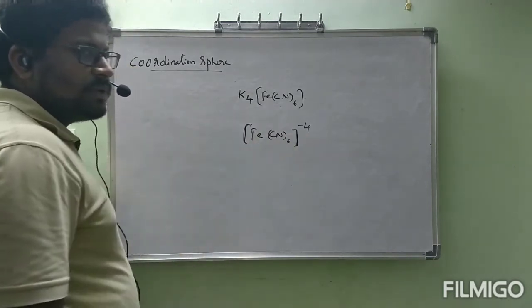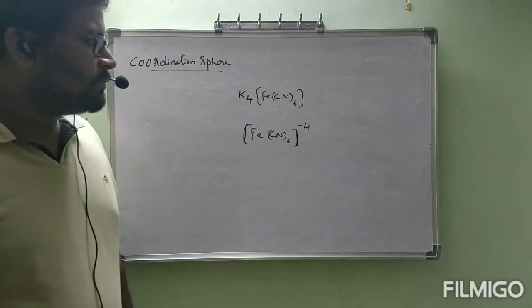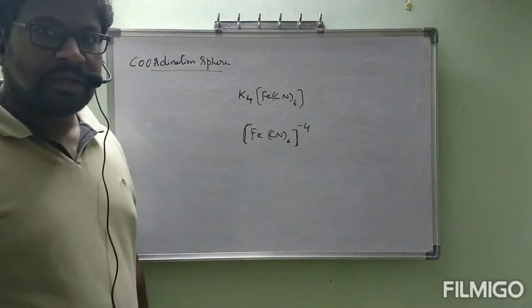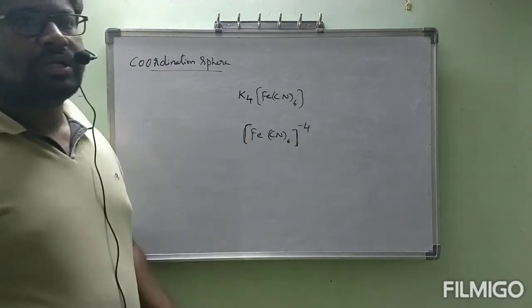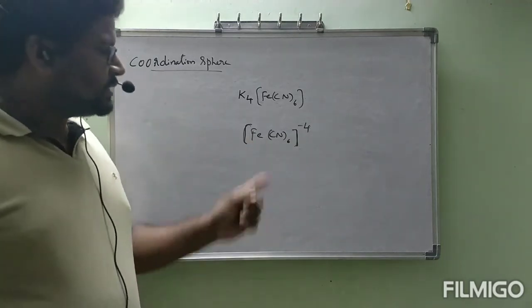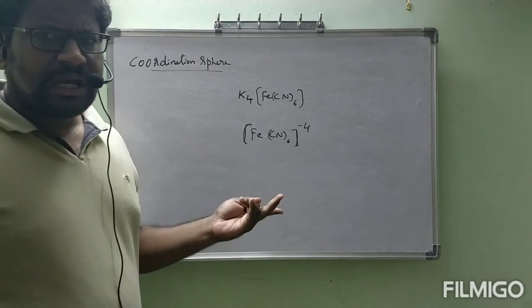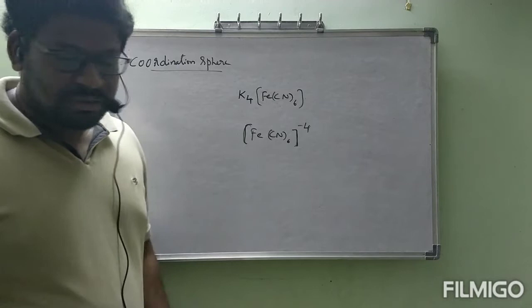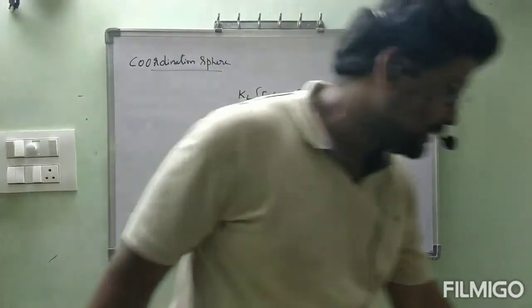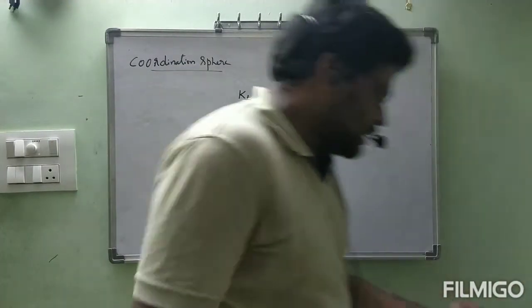Sometimes this square bracket complex is neutral also. Sometimes it will carry a negative charge. Sometimes it will carry a positive charge also. This representation is called coordination sphere. This representation, that is on coordination entity, we have already seen. In the same way, coordination sphere also. Next side heading, that is polyhedron.